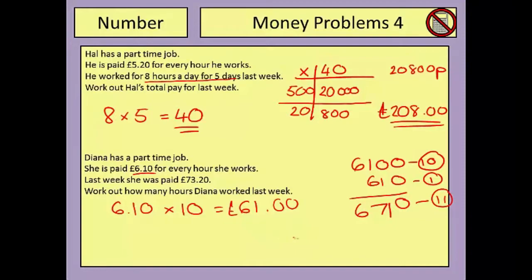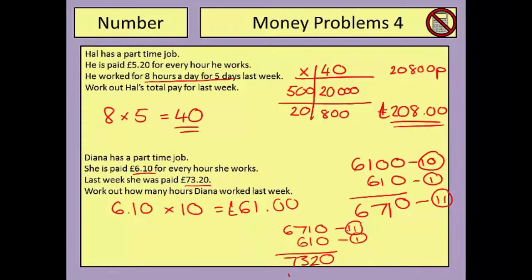It's not quite there, so I'm going to add on another lot. So I'm going to take 6,710, which is 11 hours, and I'm going to add on another 1 hour worth of pay, which is £6.10, and that's going to give me 7,320 or £73.20, which is the amount I wanted to arrive at.